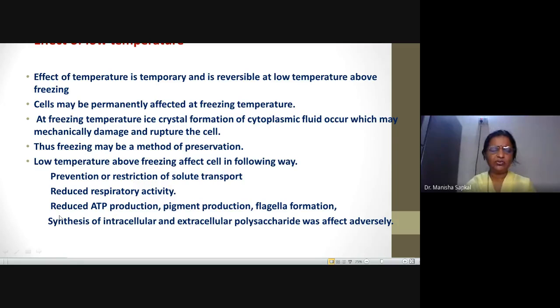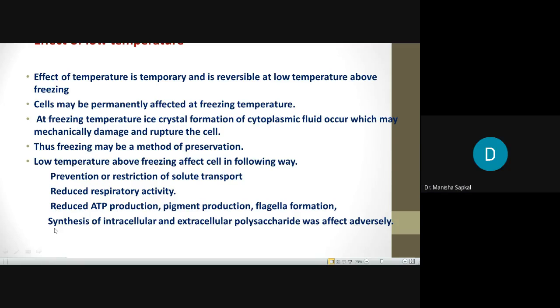But if you shift that culture to room temperature, the organisms immediately start to grow by taking control over all these effects. So chilled temperature gives a temporary effect, but ice formation or freezing causes permanent killing of the cell.